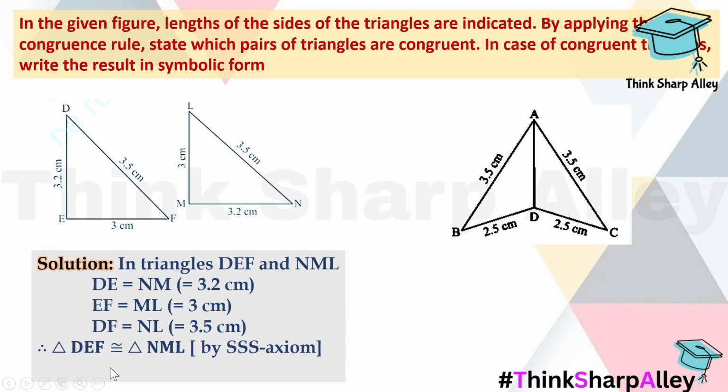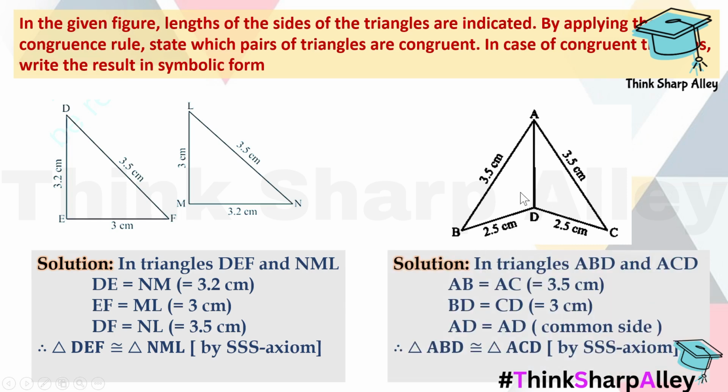So triangle DEF is congruent to triangle NML is the correct writing. Now if we see in this triangle, AB is equal to AC, BD is equal to DC. And what about the third side? Third side is AD, which is the common side. So these 2 triangles are also congruent to each other, by SSS axiom, and the correct name will be ABD, congruent to triangle ACD. You can match the correspondence and check.